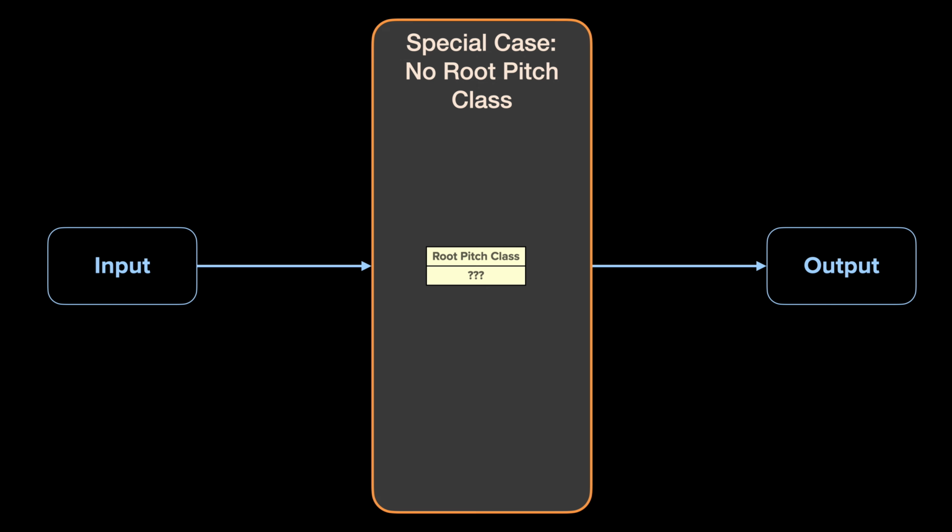However it happens, if Harmonize doesn't know the root pitch class, then it has no information about how to transpose or conform the input note. So it doesn't. Instead, it plays the input note unchanged.